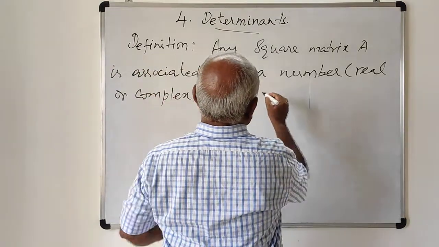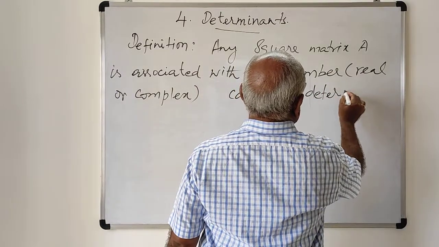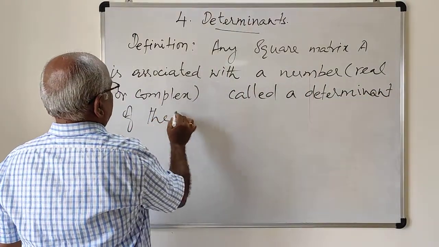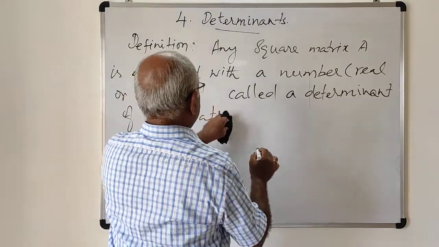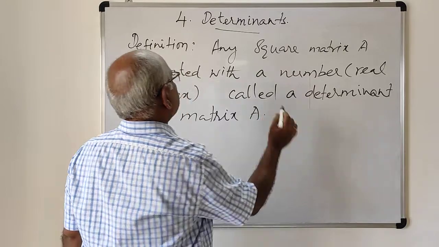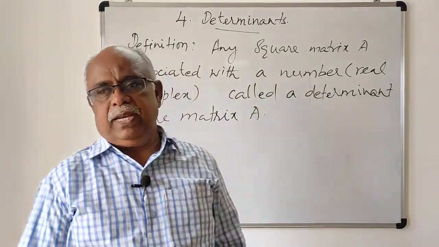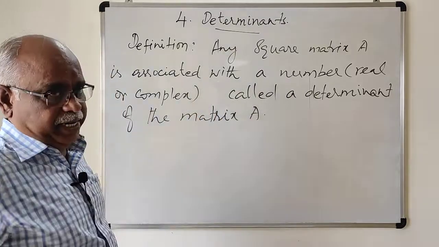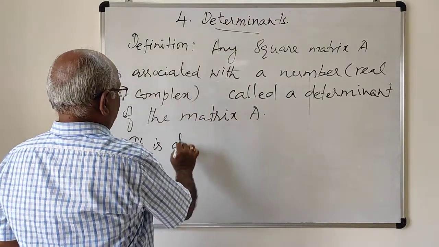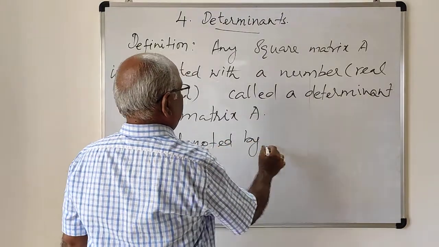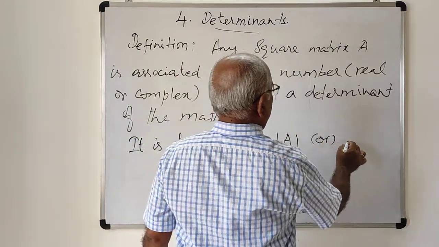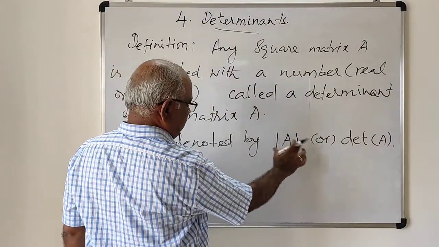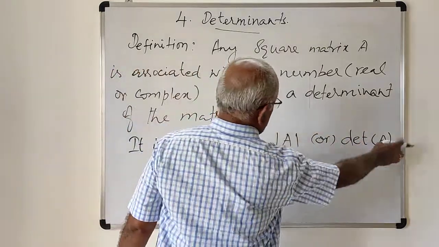Called a determinant. A determinant called determinant of the matrix A. Any square matrix of order 3 by 3, 2 by 2, n, whatever it may be, it is associated with a number, it may be a real or complex number, is called a determinant of the matrix A. It is denoted by determinant A or det A. It is written in between two vertical lines, determinant A or determinant of A.